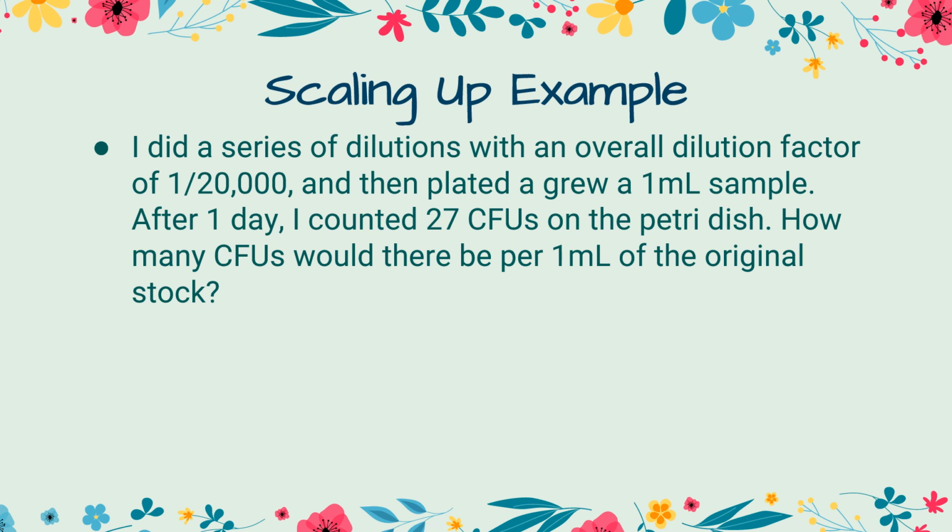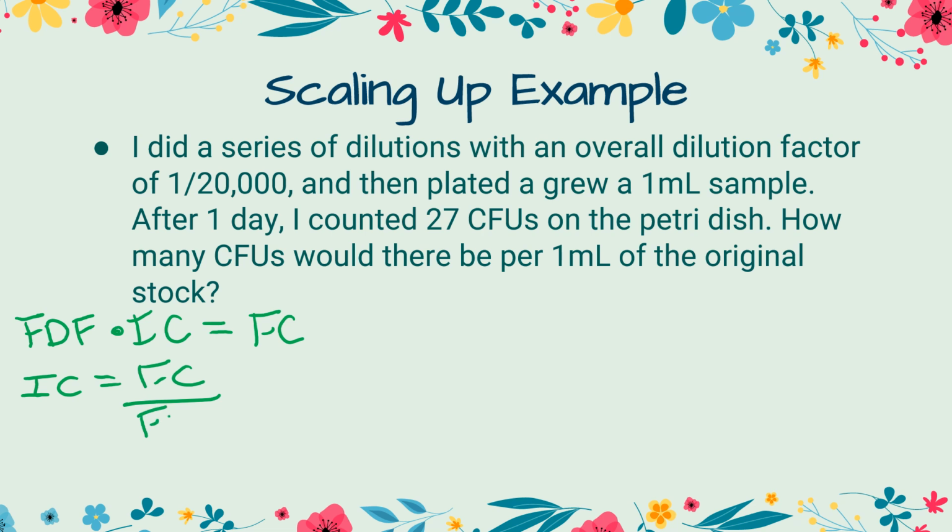So let's write that equation down. I'm going to write the one for scaling down because that's the one I memorized. So final dilution factor times initial concentration equals final concentration. And I'm just going to rearrange that formula. So initial concentration equals final concentration divided by final dilution factor. Cool. Now we just plug and chug. I believe it gives us everything we wanted. Here's our final dilution factor. And here is our final concentration of bacteria units.